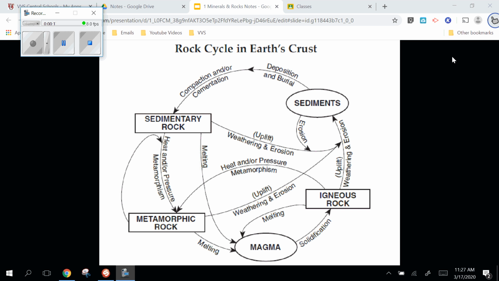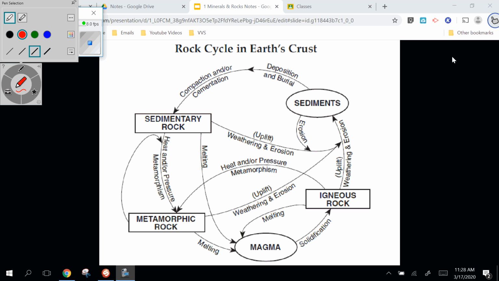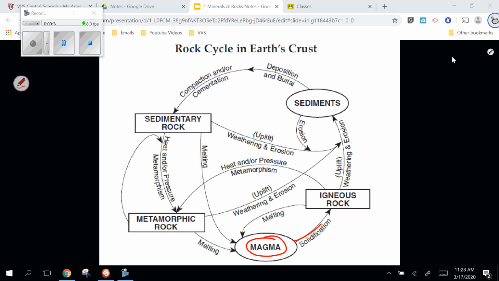All right, so for example, if we start out at magma down at the bottom, start out right here at magma, okay? The process that magma can follow is solidification. That's it. Okay, so there's your process arrow right there. Remember, we also said this is known as crystallization. Okay. If you solidify or crystallize magma, you get an igneous rock. So we're at igneous rock now.